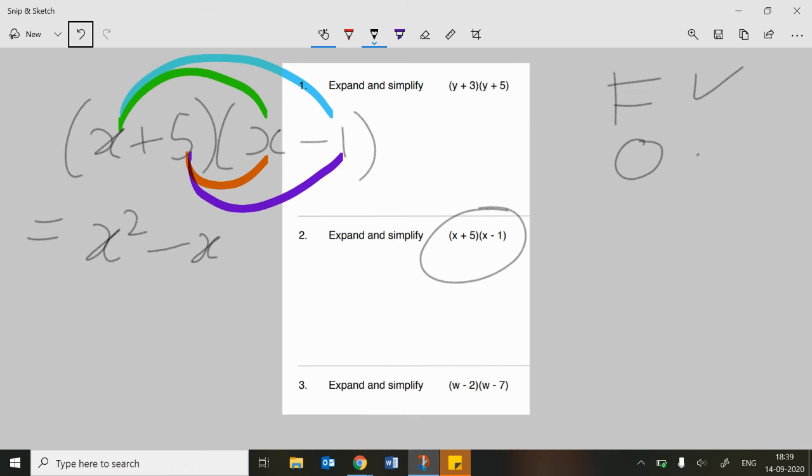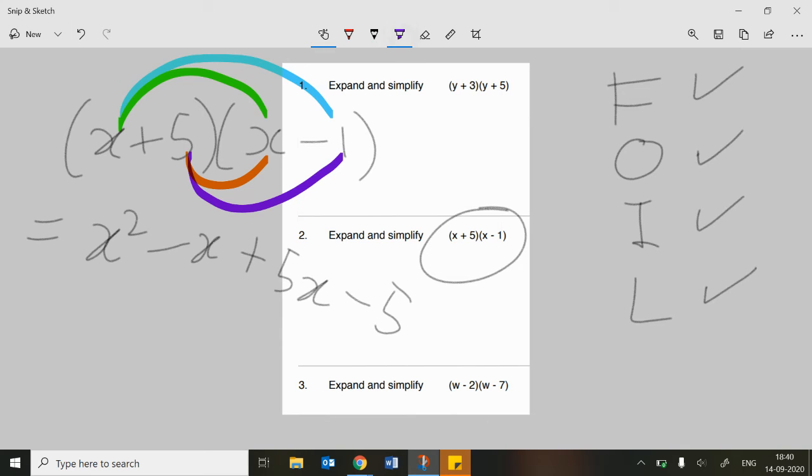So that's the outers. Then we're going to do the inners. So inners is the 5 times by x. I'm going to have to squeeze it in down here. Okay, so it's a bit messy. So 5 times by x is 5x. And the last is the purple one at the end, which is 5 times by minus 1. And that's going to be minus 5.